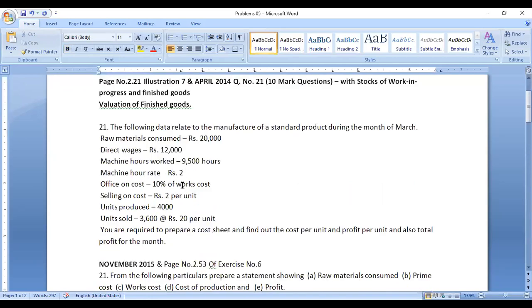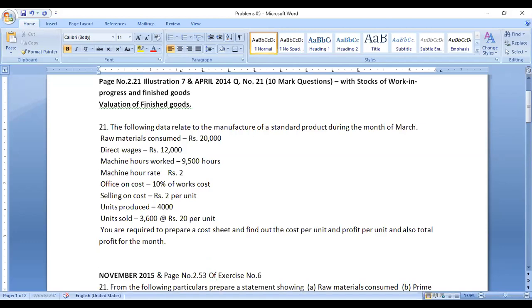Office overheads, the amount is not given. It is 10% of works cost. What amount is calculated? From that amount you have to multiply by 10%. Selling cost is 2% per unit. And the units produced are 4,000, and units sold 3,600 at ₹20 per unit. Now what you have to do? You are required to prepare a cost sheet and find out the cost per unit and the profit per unit, and also the total profit for the month. That you have to calculate.